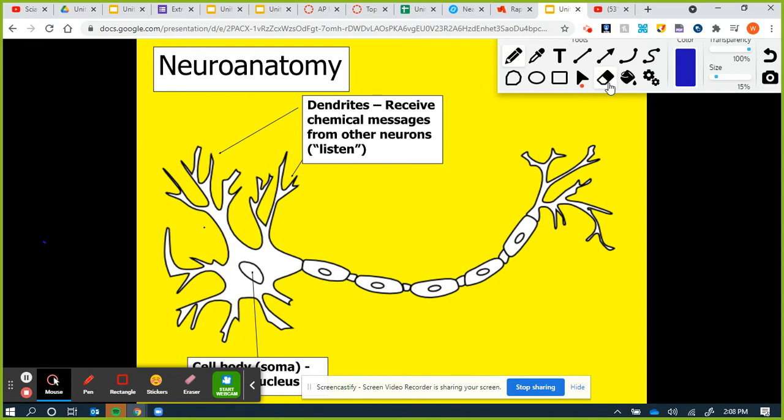Dendro means tree in Latin or Greek, one of those two languages. These are basically just the branches that come off of the cell body, which is also referred to as the soma. Soma means body. The cell body is a regular cell. It contains a nucleus, it contains mitochondria, all of that stuff. But then all the other stuff is what makes these very, very specialized.